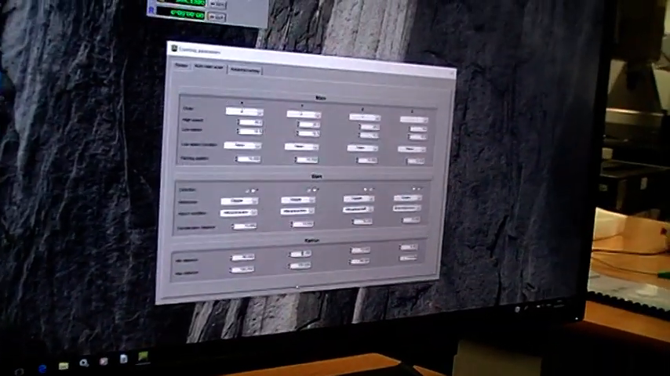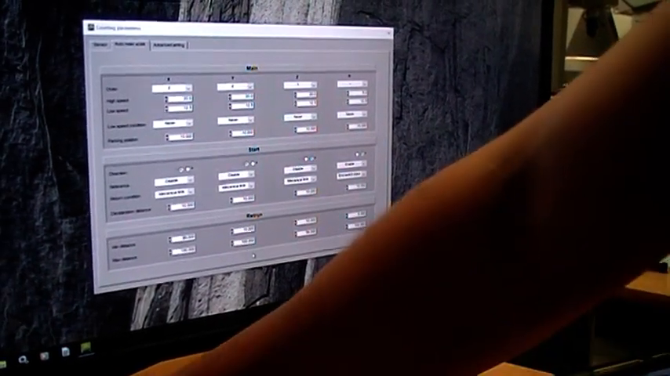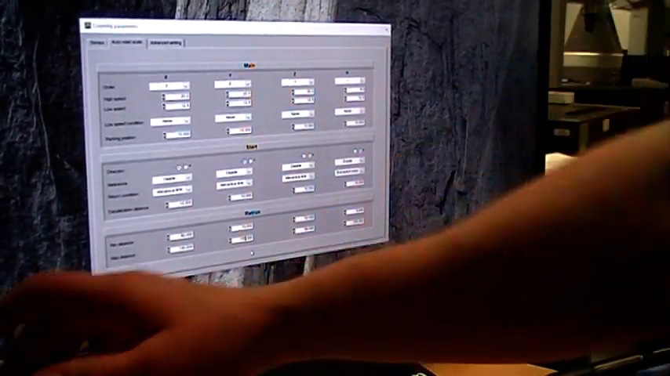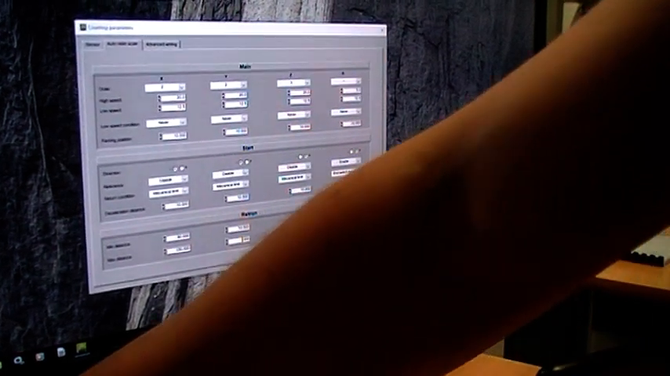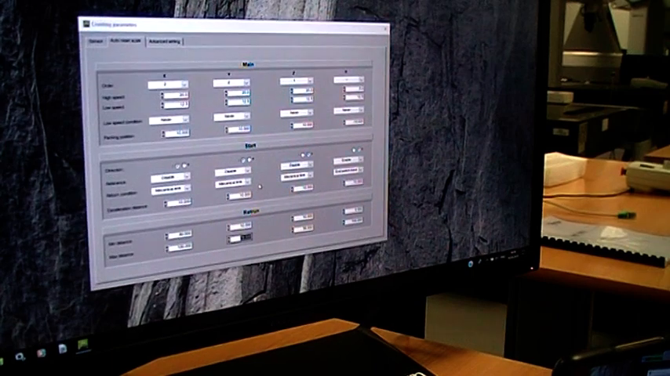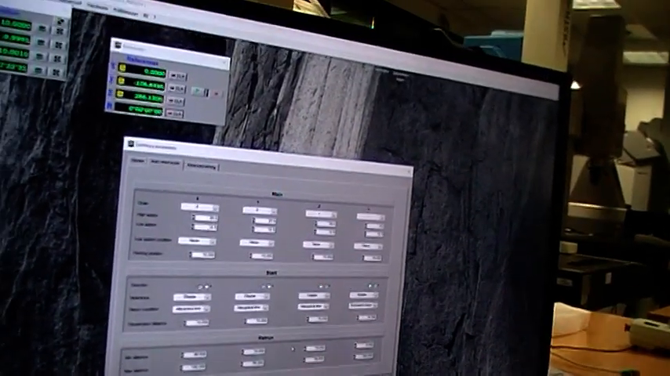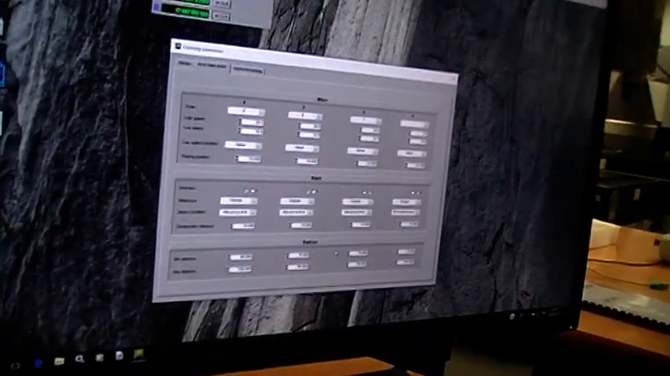Yes, like this. So it will be. So have a look on the Z. Start.